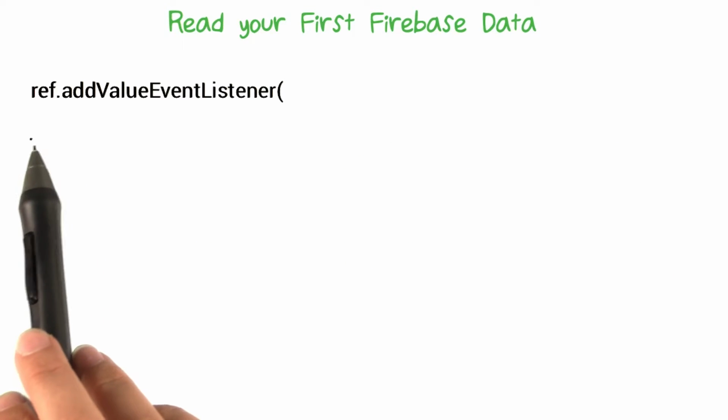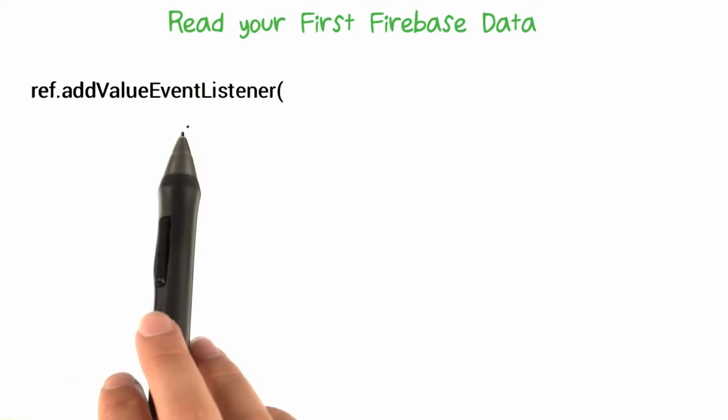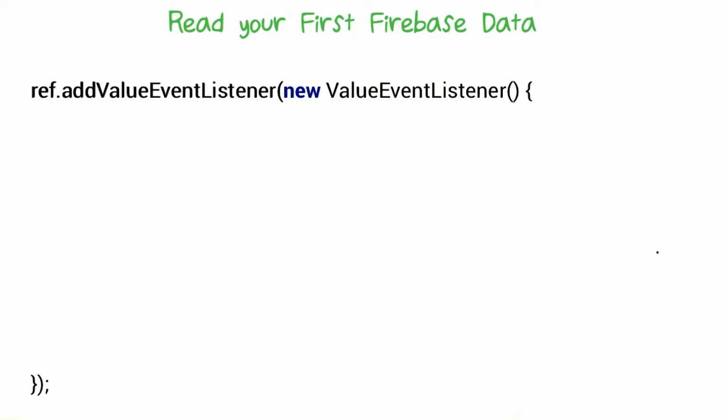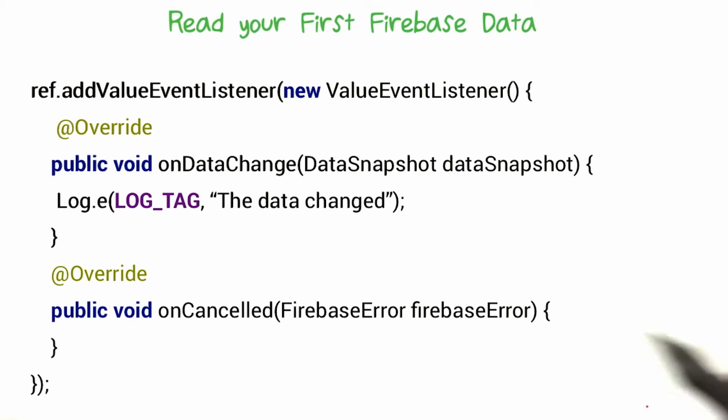Now that you have the exact location that you want to listen to, you attach a listener using the addValueEventListener method. This method takes a ValueEventListener object as a parameter. And just like with a click listener, you'll usually make a new anonymous subclass. ValueEventListeners have two methods that you need to override: onDataChange and onCancelled.